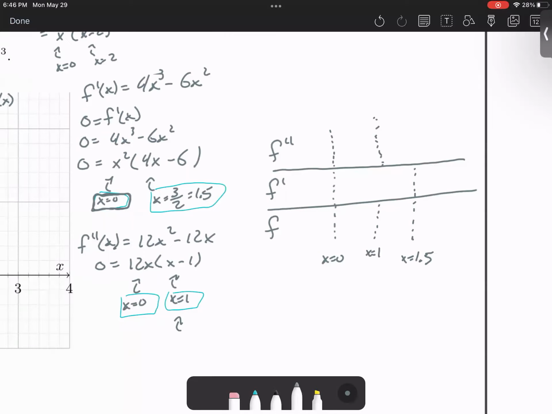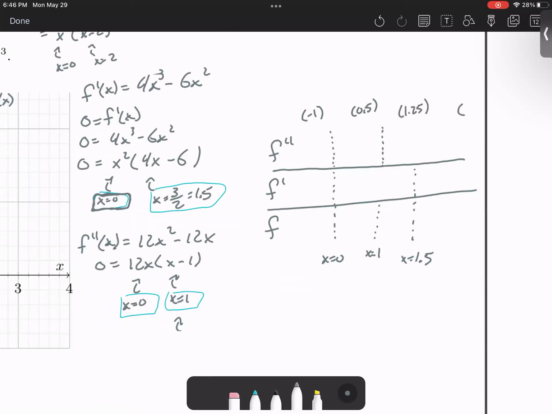So it looks kind of gross. Let me clean that up. Okay. Now we need some test values. So let's look at -1, 0.5, 1.25, and something on the other side of that dashed line. Let's go with 2.